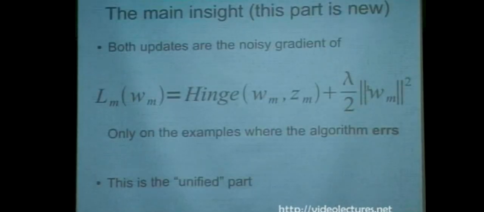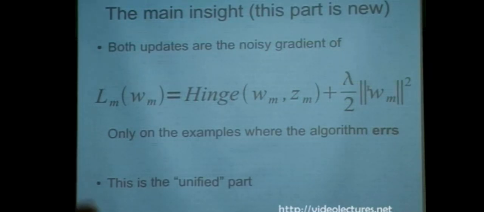And now, so far I told you existing stuff. I didn't say anything new yet. Everything I said so far was old results. Now here is the main observation which relates these two algorithms, and which makes it conceptually easy to prove the regret bounds.